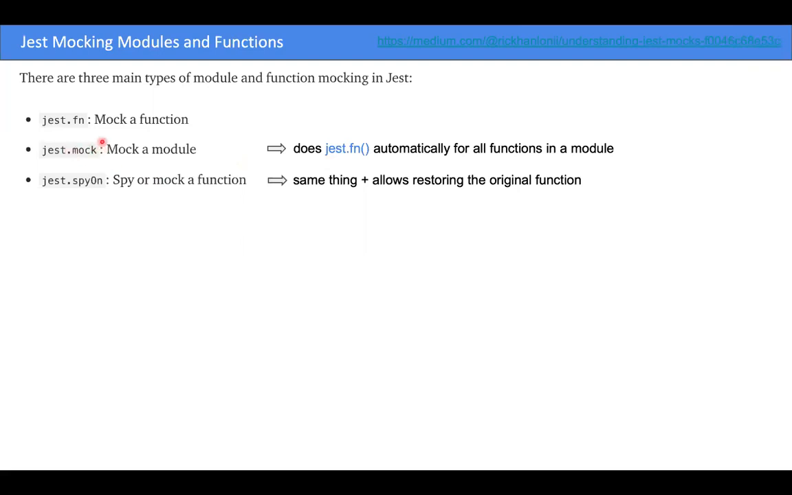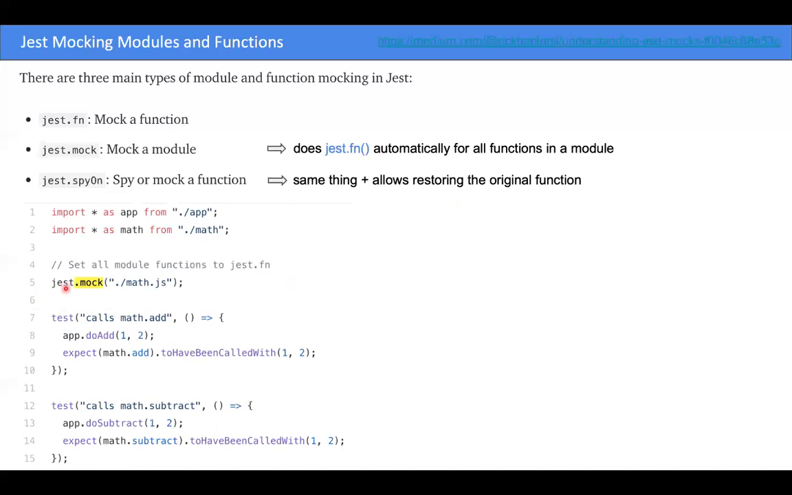So you can replace the implementation, let's say, of a node module like the file system, because you don't want to hit the hard drive, for example. So you use jest.mock and you put fs as an argument, and all the functions called on fs will be automatically mocked. And then you can also use jest.spyOn. So this helps you to spy on or mock a function, and it's the same thing as jest.mock earlier, but it does an extra thing. It allows you to restore the original function.